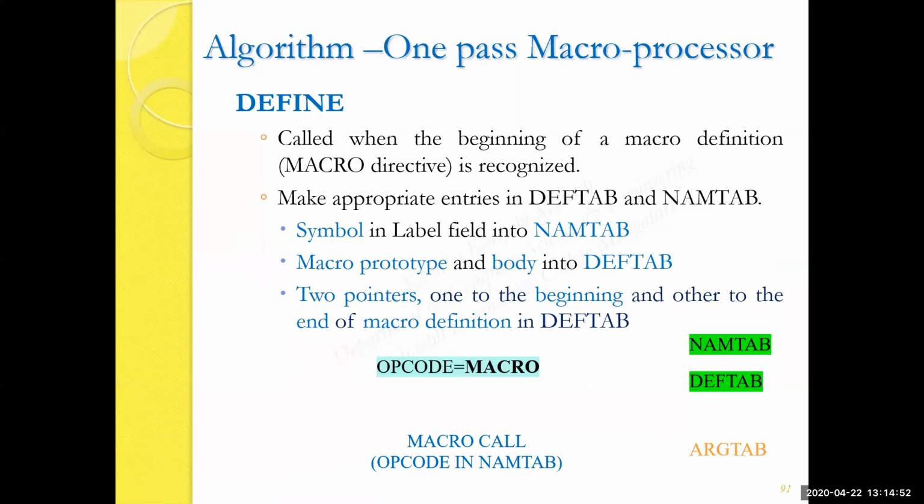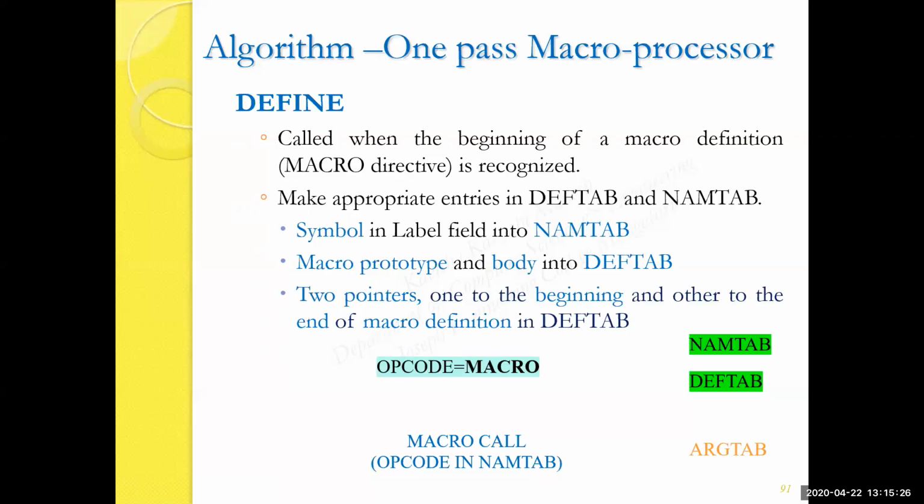The define procedure makes entries into the two data structures, namely the definition table and the name table. It enters a macro prototype and statements that form the body of the macro into the definition table. And the name of the macro, which appears in the symbol field, in the label field, is entered into the name table. Further, the name table holds two pointers to the beginning and end of the macro definition that is saved in the definition table.